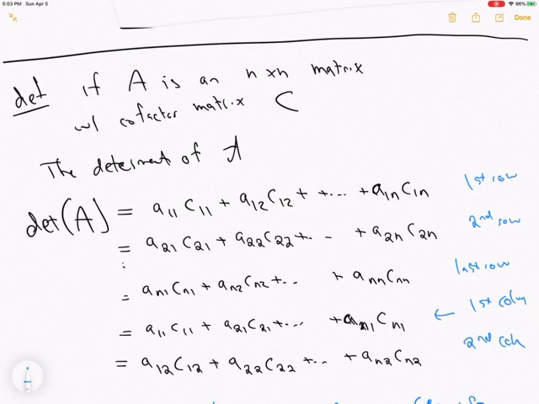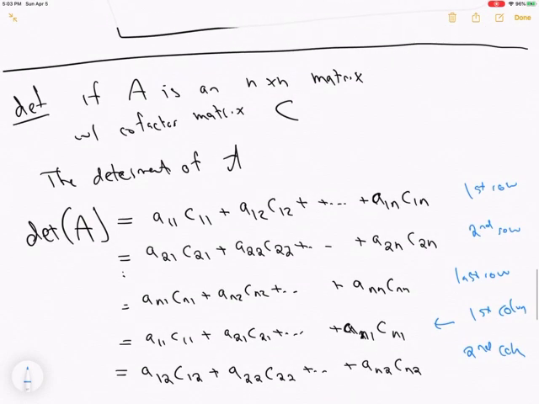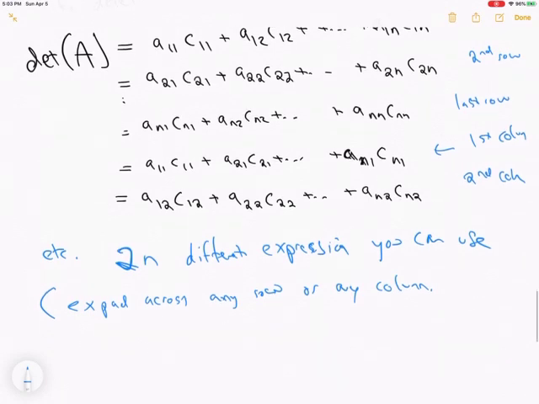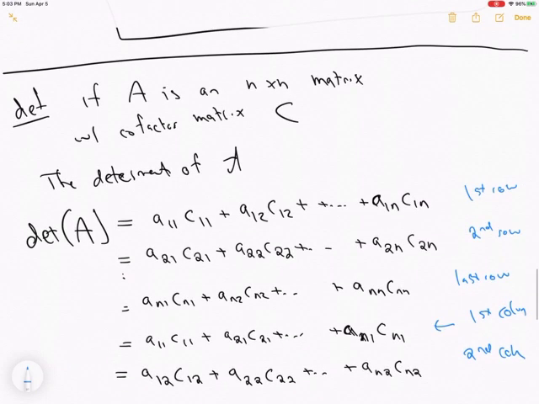So the definition is you have to calculate its cofactor matrix, and then you basically just take the dot product of the first row of each matrix, or the dot product of the second rows of each matrix, or the dot product of the third rows of each matrix, and so on and so forth. And that is how you calculate the determinant of a matrix in general.